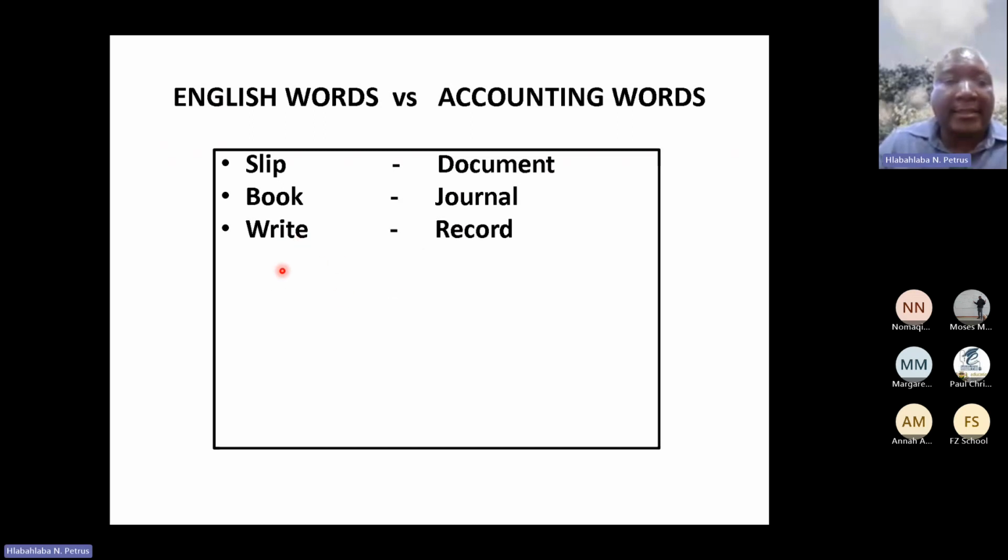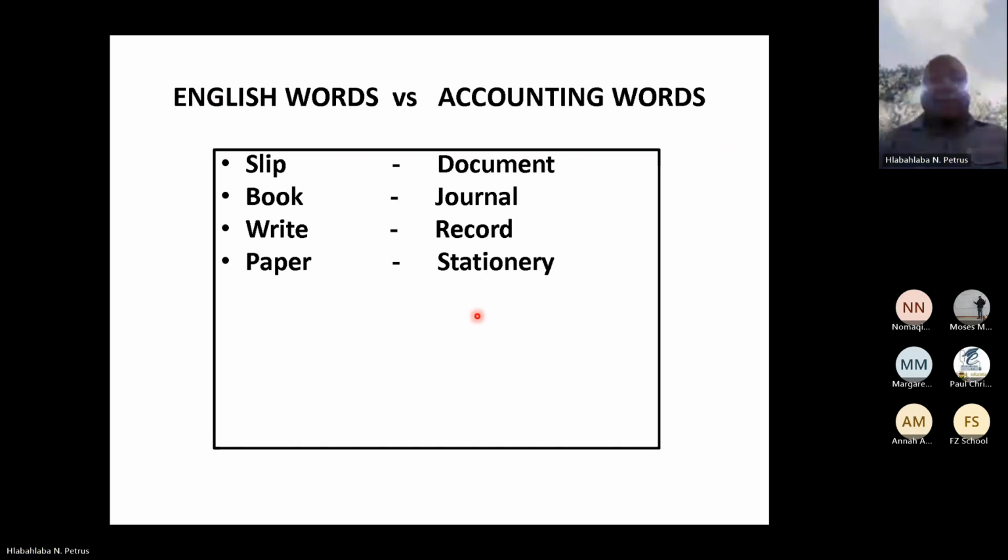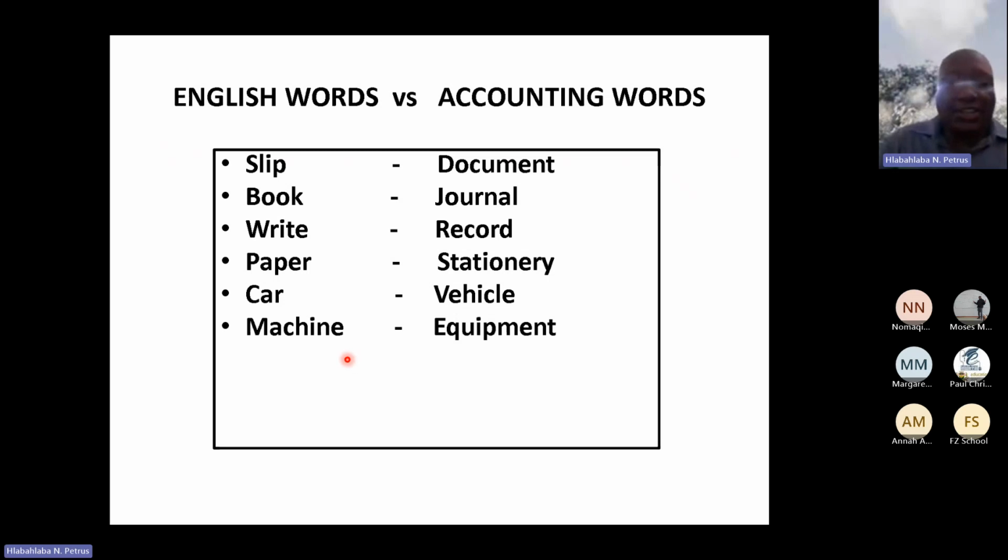When we say write, in accounting, we say record. We don't write, we record. And then paper, it's a stationery. In accounting, it's not a paper. And car, in accounting, it's a vehicle. Machine, in accounting, it's equipment.